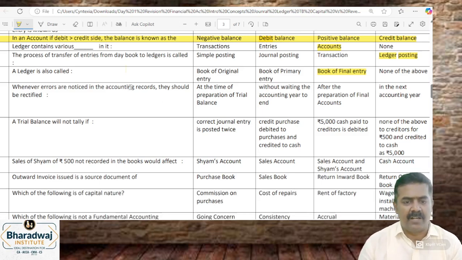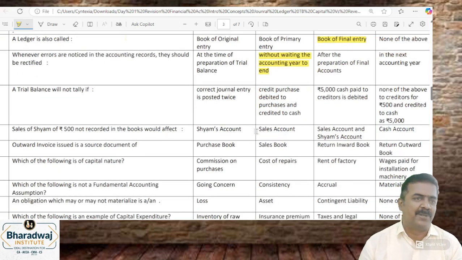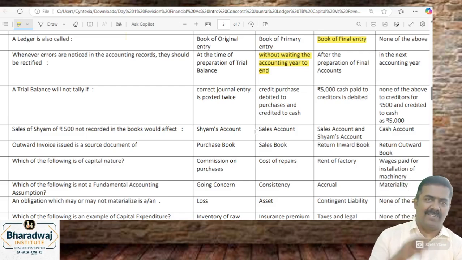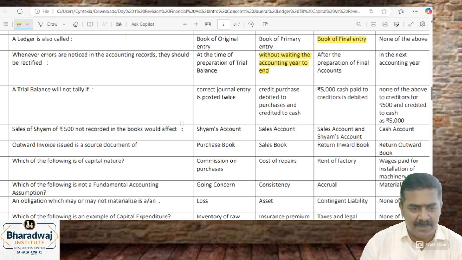Whenever errors are located in the accounting records, they should be rectified without waiting for an accounting year. Find errors and record the rectification immediately. Don't wait till the end of the accounting year. For example, when posting a journal, if we make an error we rectify immediately. Ledger error we rectify immediately. Okay, whenever the error is located, immediately we will rectify.